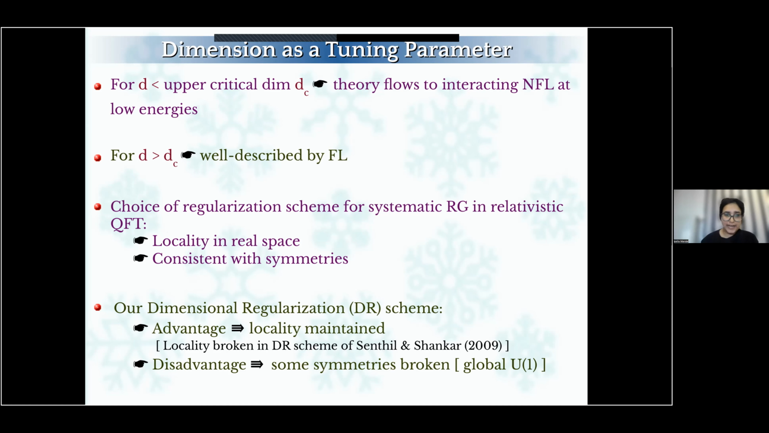Now, in our case, with our dimensional regularization scheme, we have the advantage that we still maintain locality in the position space. We do not touch it, but there are other alternative schemes to deal with these non-Fermi liquid systems where they break locality. An example will be Senthil and Sachdev in their work in 2009. However, we have a small disadvantage that we had to break the global U(1) symmetry, but that does not affect any of our physical results when we continue to the actual dimension.